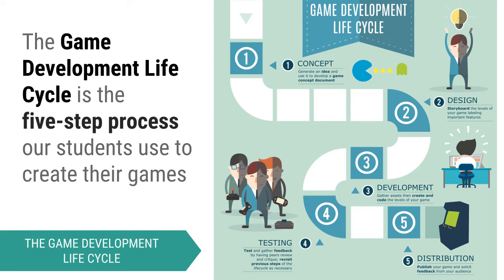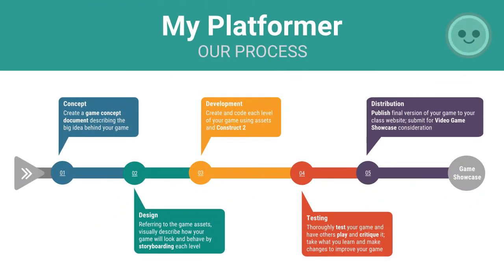The games you will play today were created following the 5-step game development lifecycle depicted here. Students first generate the big idea or high concept behind their game. Next, they design and storyboard it. With a firm idea of what they are creating in place, they develop, test, and publish iteratively until their vision comes to life.